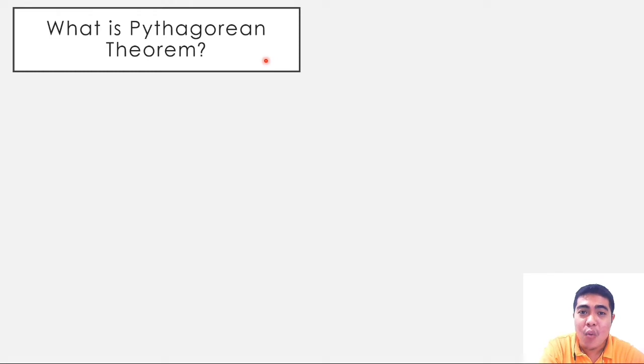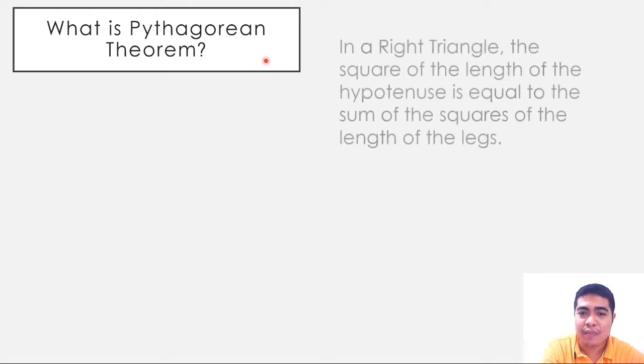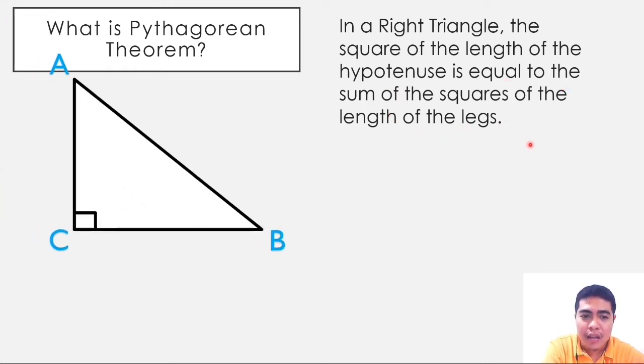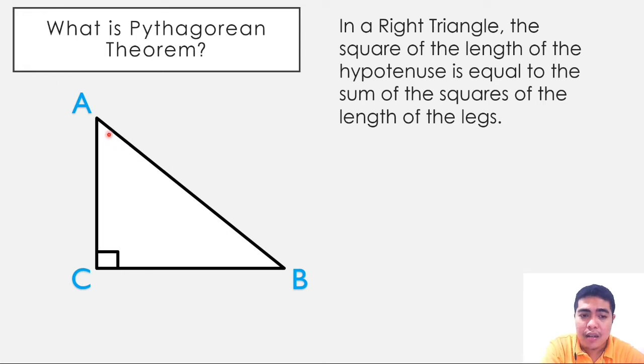Now, what is the Pythagorean theorem? The theorem says that in a right triangle, the square of the length of the hypotenuse is equal to the sum of the squares of the lengths of the legs. Let's consider this right triangle. It has a 90-degree angle, and if we name this triangle, this is triangle A, B, C.